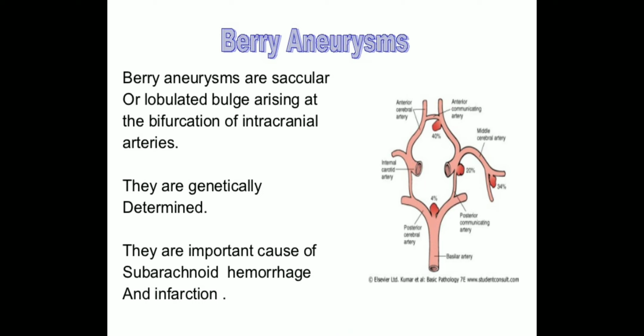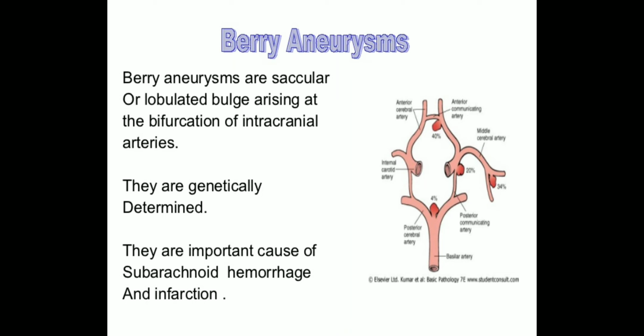So if it ruptures, what will happen? It is situated at the base of the brain, okay? So it can rupture and it can lead to severe subarachnoid hemorrhage, bleeding, and the patient can even die, okay? Or he can go for a stroke, or a very bad neurological deficit he can develop.